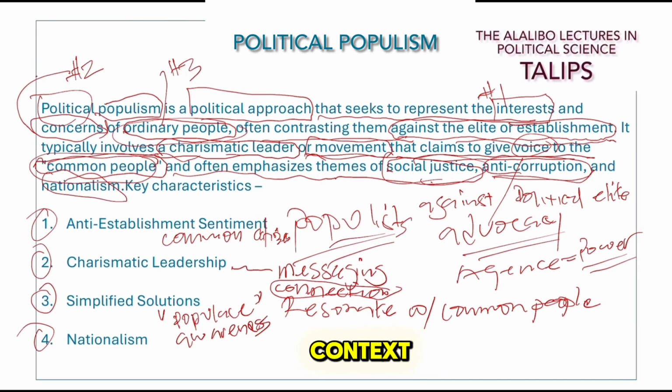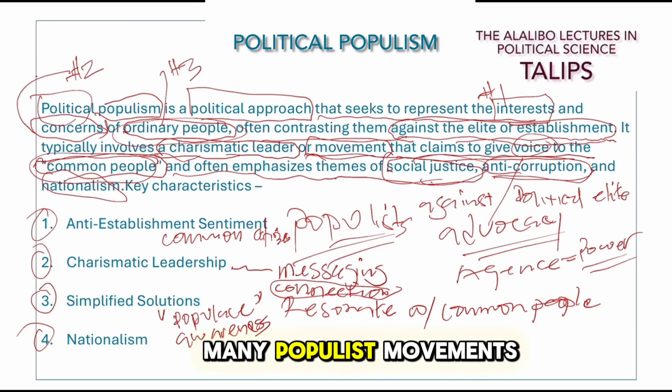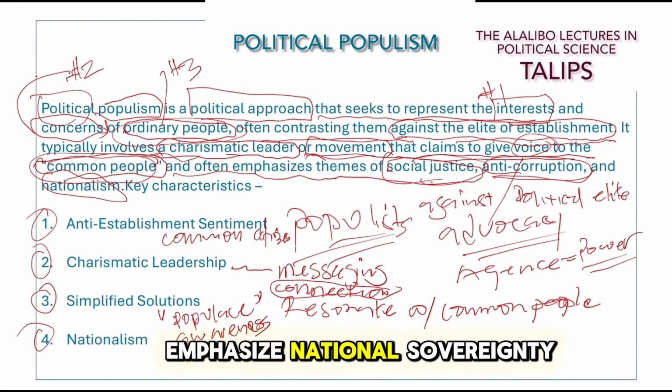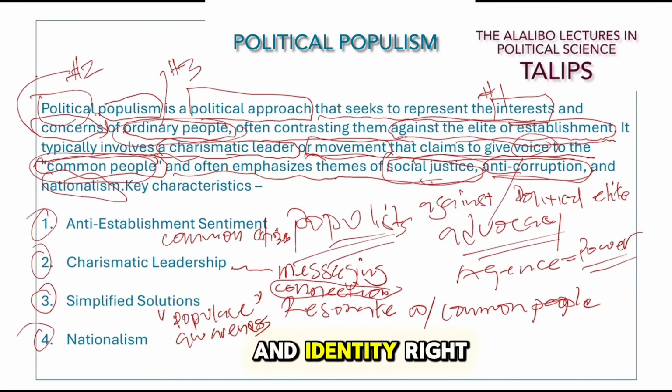What does that mean in this context? Many populist movements emphasize national sovereignty and identity, right? Sometimes at the expense of global cooperation. So they emphasize national sovereignty. They want to make sure that their sovereignty is in place, right? They want to make sure that that's in place and also make sure that their identity is not tampered with.